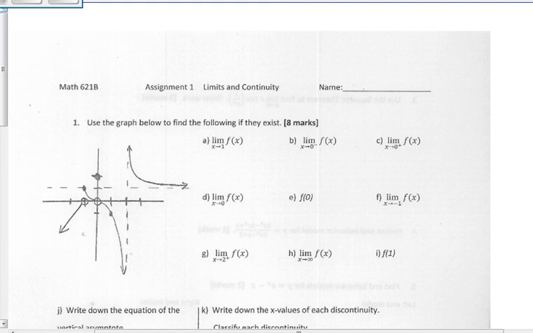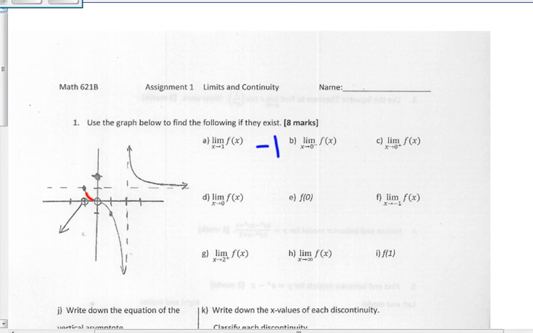Taking a look at number 1, we're going to find the limit as x goes to 1 on this. So as x goes to 1, from both sides, we seem to be approaching a value of -1. So that'll be the answer here. The limit is just the y value that we're tending towards, or the y value that we seem to be going towards.